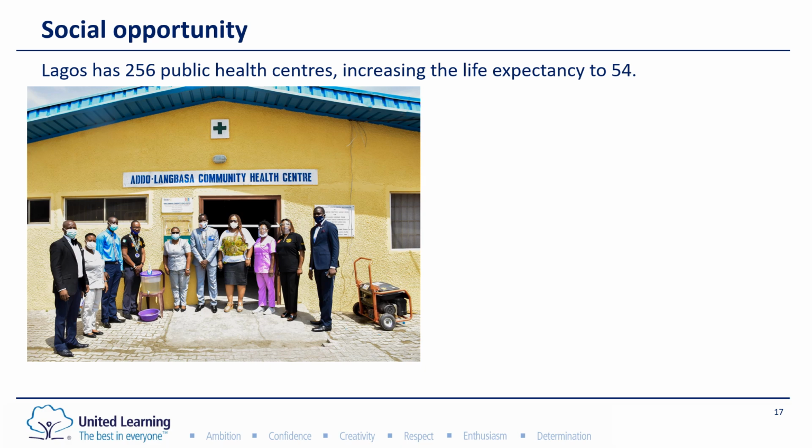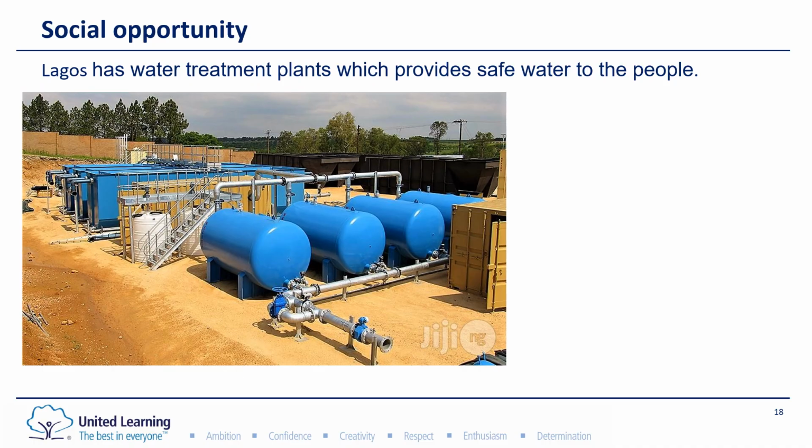This means people can access medical care when they are sick, which means the life expectancy has increased and it is now 54. Therefore, there are more economically active people in Lagos, boosting the economy. Another social opportunity is Lagos has numerous water treatment plants. This means people living in the city have access to clean water, which means less people will be getting waterborne diseases like cholera. So therefore the life expectancy again is going to go up.